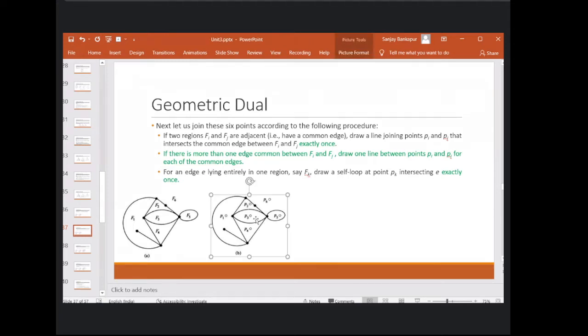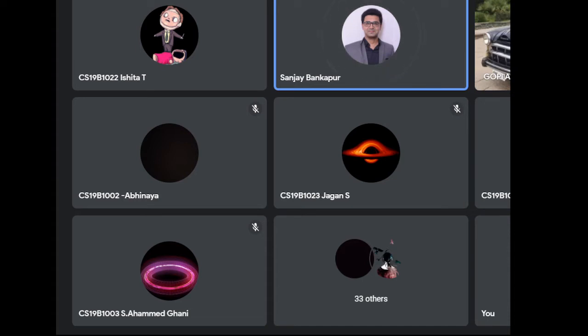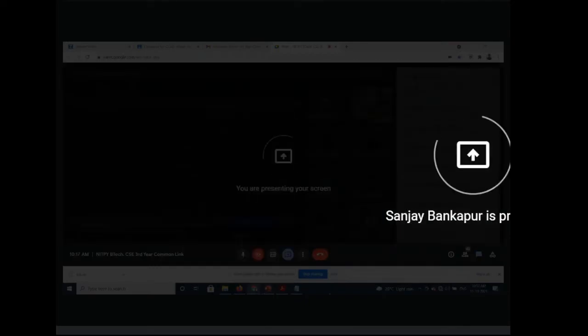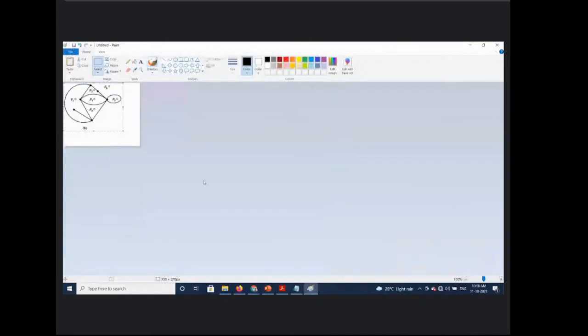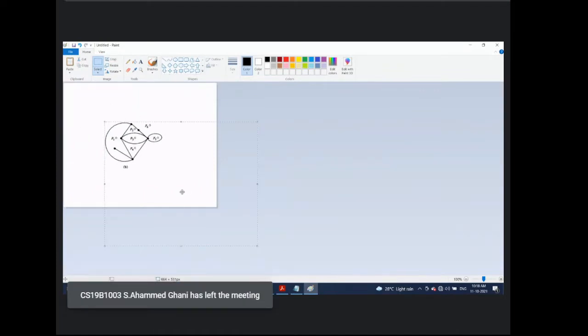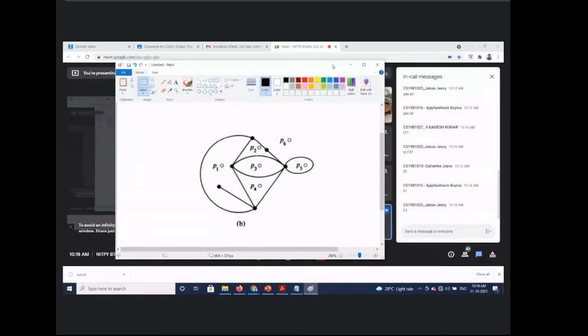So we'll quickly try to... I have to share the whole window so that I can try to draw this with the help of a basic, important thing. Is this visible to you all? Hope my screen is visible. Yeah.